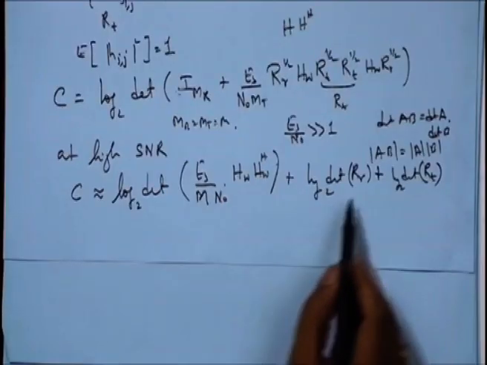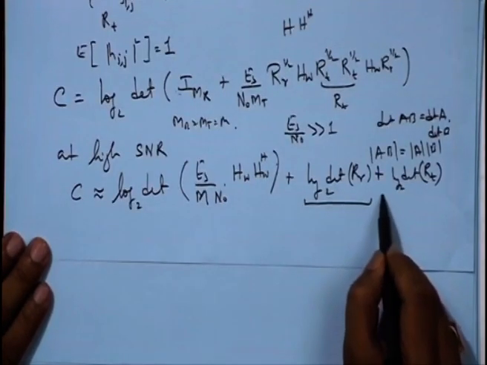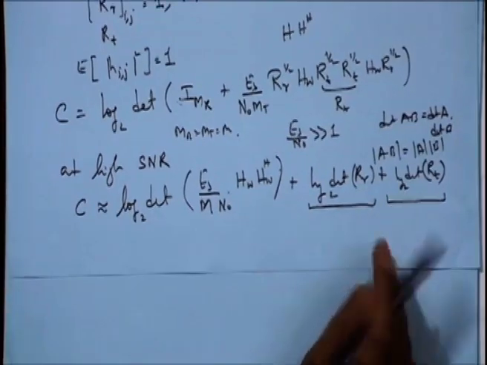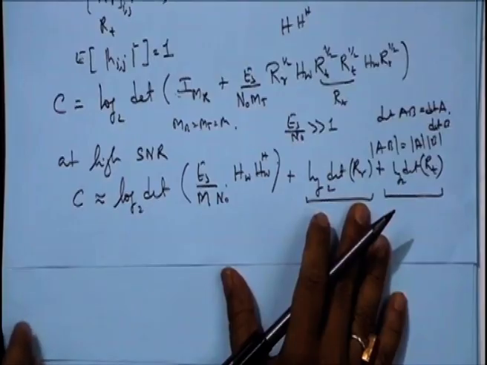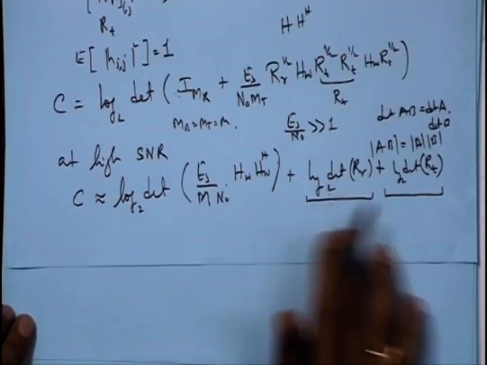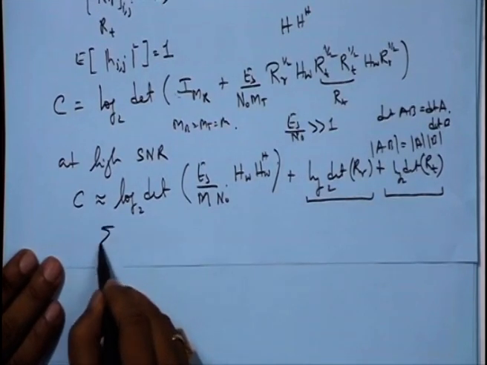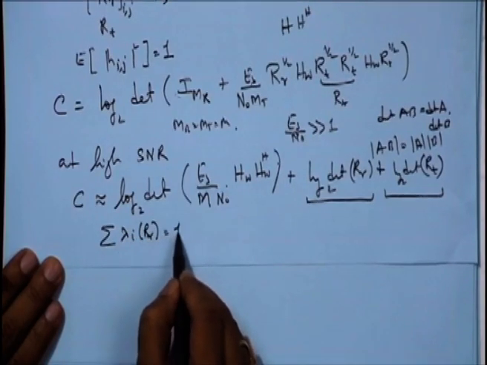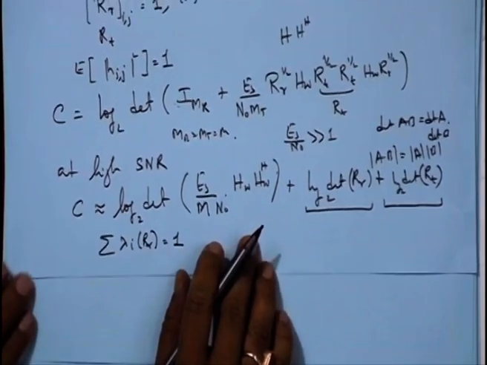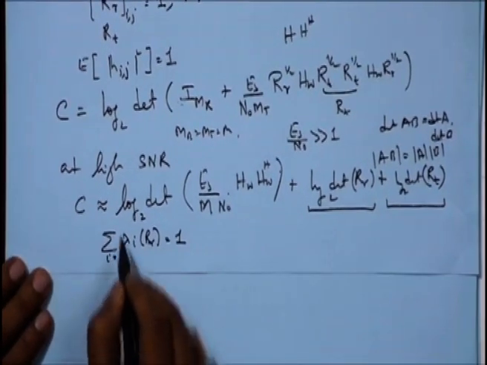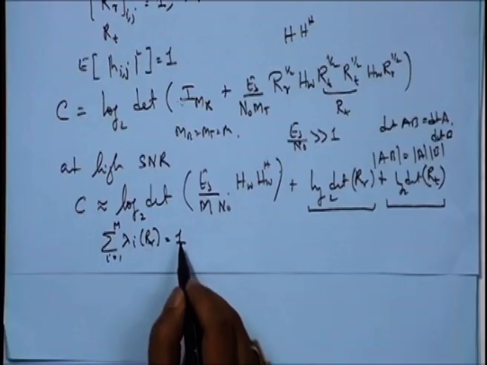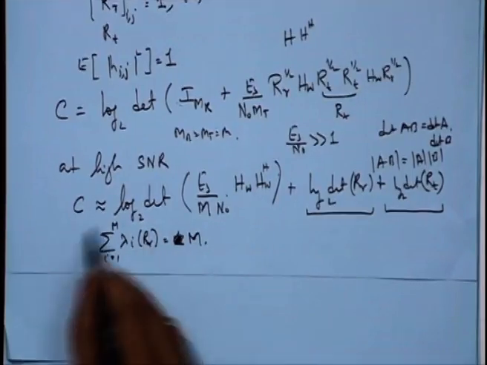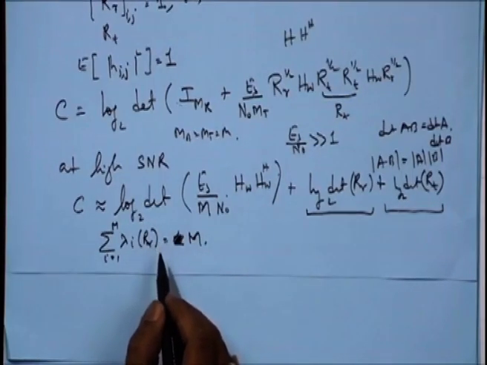What we see from this is that the effects of correlation at the transmitter and at the receiver are basically similar. So if we study one of them, we can satisfy. So we can do it either at the transmitter side or at the receiver side. So we will put the constraint that the sum of lambda i R is equal to M, for i equals 1 to M. So total power constraint is what we have to maintain.